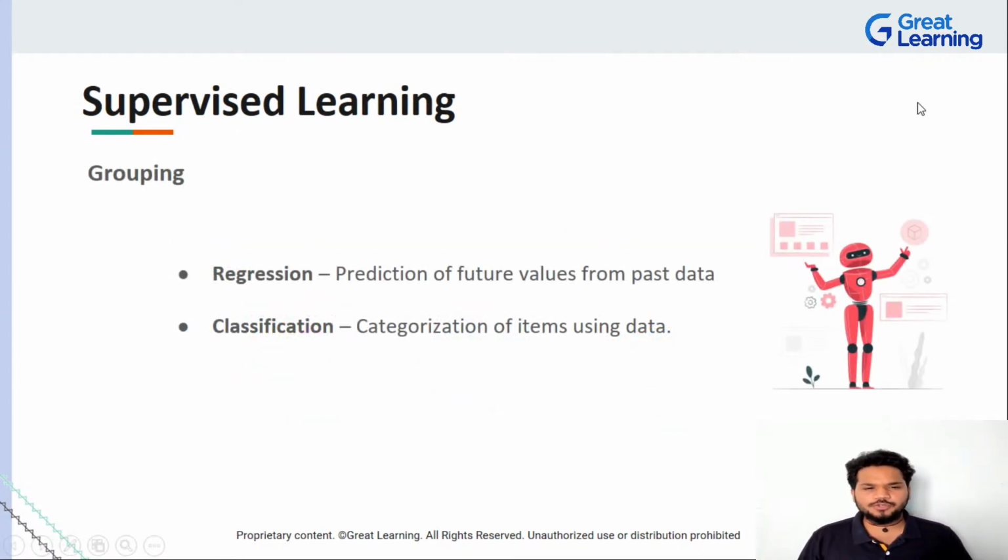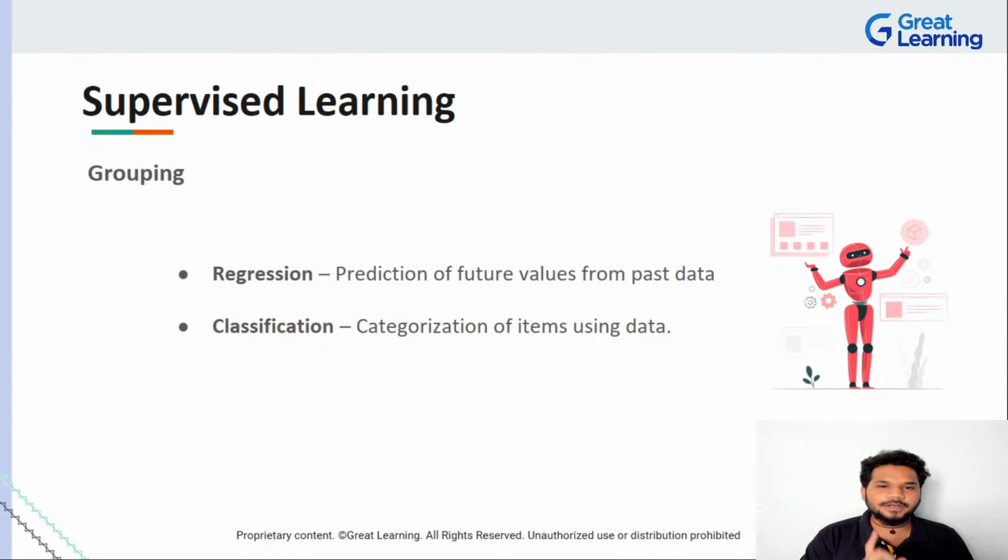Now, there are 2 types of supervised learning. One is regression and one is classification. Don't worry, I won't get into the complete details of any of these. My point here is to make sure that everyone watching this video can take away something about machine learning and Python, right? So, since we're talking about the grouping in supervised learning, it is grouped into 2 things: regression and classification.